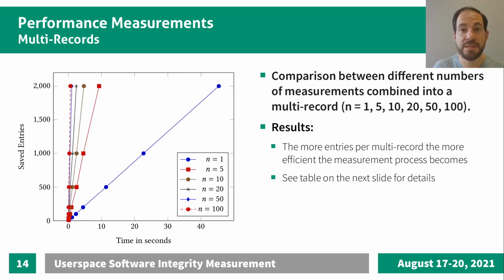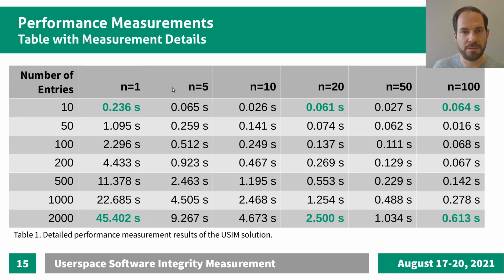In a second step, we compare different numbers of measurements combined into a multi-record, and the results are the more entries per multi-record, the more efficient the measurement process becomes. As you can see on the left, the dashed line with the red dot is n equals 100, and it's the fastest. Adding to that, we have a table with actual measurement values. On the last row, you can see our example with 2000 entries to measure.